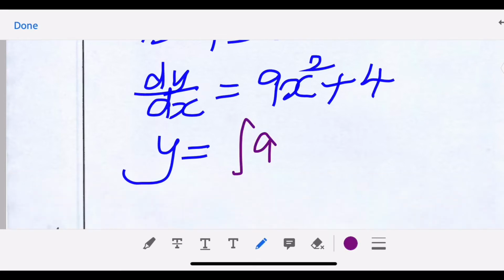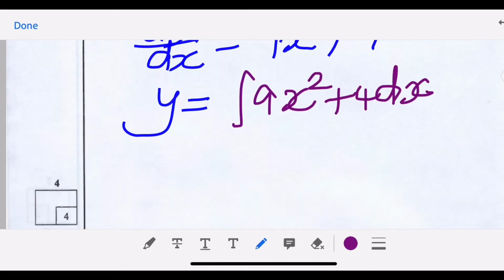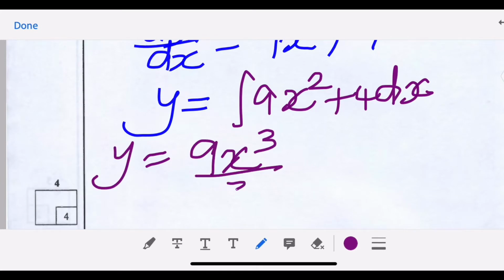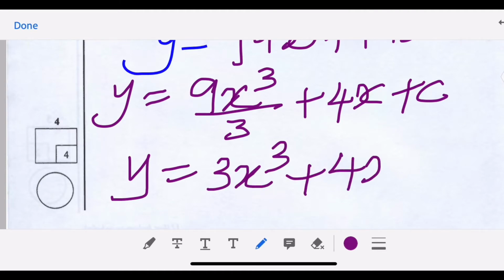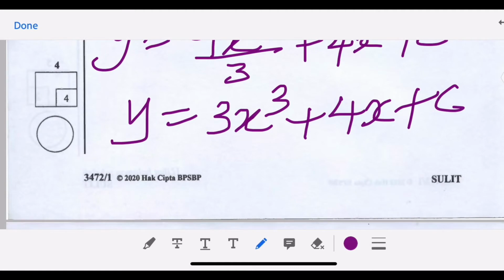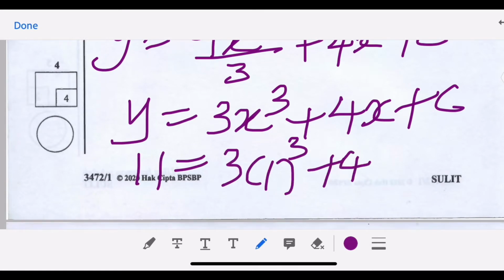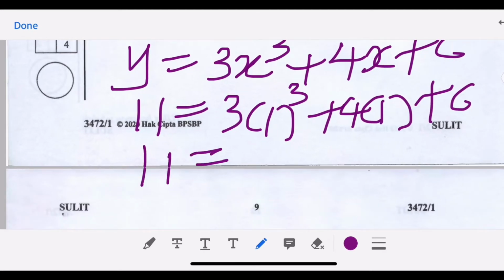Okay, so now I'm going to integrate 9x squared plus 4 dx. Also, remember, when you integrate, you get 9x cubed over 3, plus 4x plus c. Don't forget the c. After I substitute my x equal to 1 and my y value given 11 equal to 3 times 1 cubed plus 4 times 1 plus c. So I will get my c is 11 minus 7, which is 4.